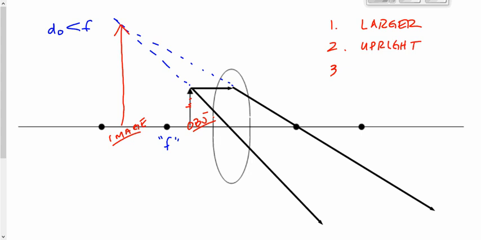Now, is it real or virtual? This is an image that cannot be projected onto a screen. In order to see this image, you would have to stand over here and look through the lens in order to see it. When you do look through the lens, you would see it. But it can't be projected onto a screen. How do we know that? Because it's not solid lines that intersect, rather it's dotted lines that are intersecting. We're going to say this is a virtual image.